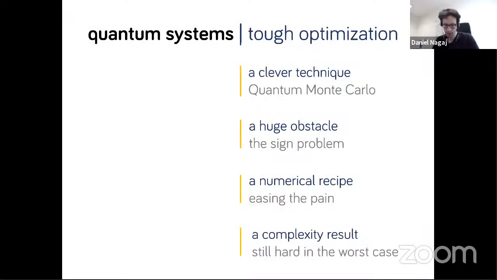Quantum Monte Carlo is a fantastic method that is a go-to method today for quantum many-body systems, but it takes a lot of time because of imprecisions that come from the huge obstacle that is the sign problem. So we are giving a numerical recipe for easing the pain. That's one thing. And the second thing, we're giving a complexity result and showing that this problem, easing the sign, is still hard in the worst case.